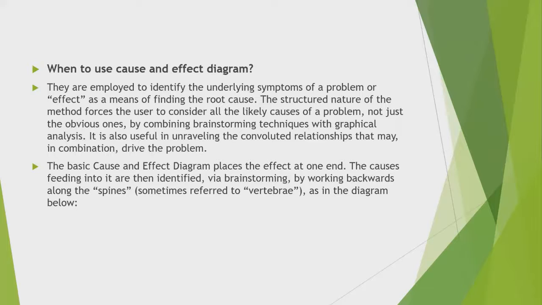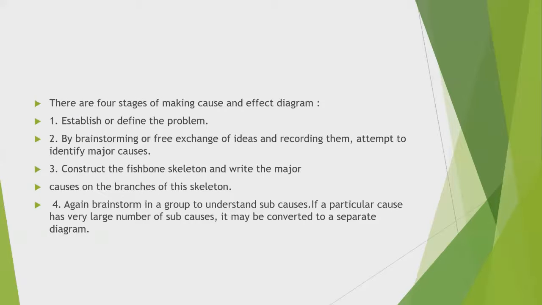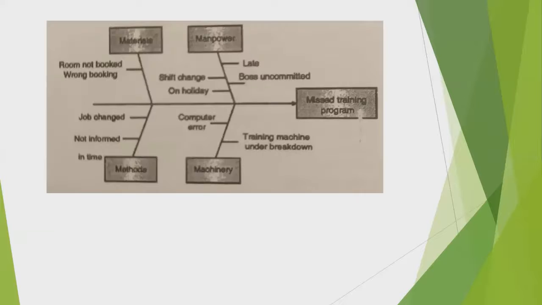The basic cause and effect diagram places the effect at one end. The causes feeding into it are then identified, via brainstorming, by working backwards along the spines, which some refer to as vertebrae, as in the diagram below. See, this is the diagram for Ishikawa diagrams.